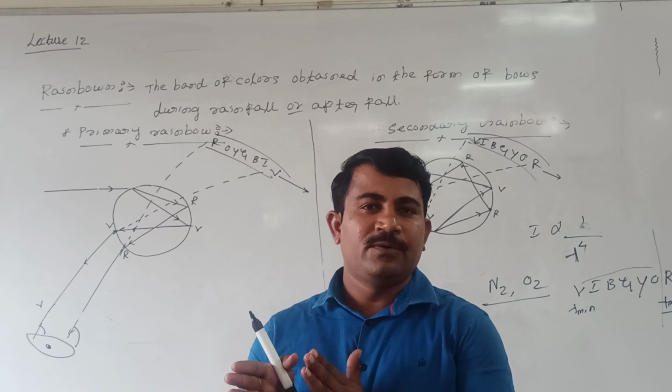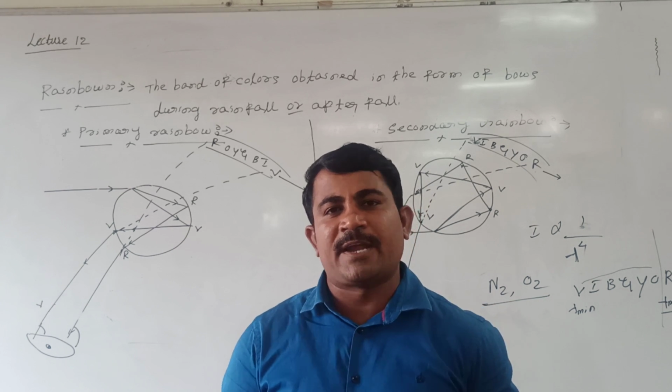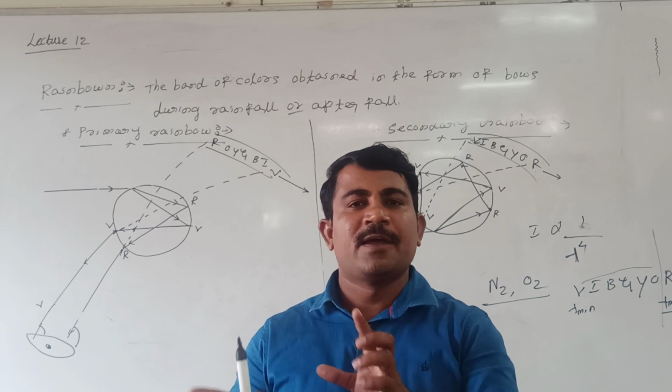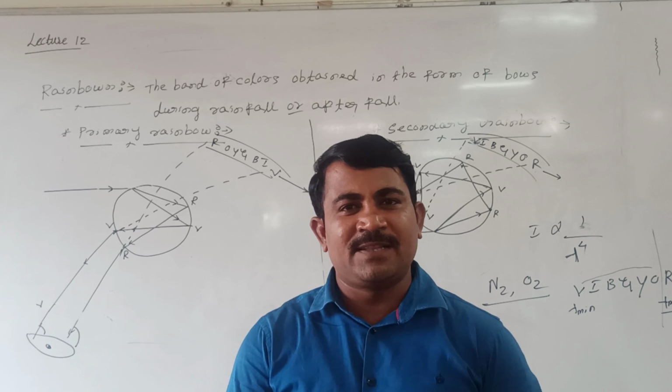This is concerned with the dispersion of light, the primary rainbow, the secondary rainbow, and the appearance of the sky as red during sunrise and sunset. Similarly, the appearance of the sky as blue in color. The further concepts we will see in the next session. Thank you.